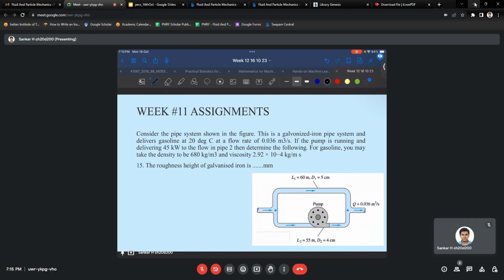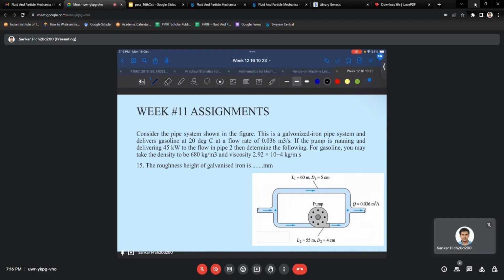Okay, let's move on to the second set of questions. Consider a pipe shown in the figure. This is a galvanized iron pipe system and delivers gasoline at 20 degrees Celsius at a flow rate of 0.036 meter cube per second. There's a pump here on one of the parallel pipes, delivering 45 kilowatts to the flow in pipe 2. For gasoline, you may take the density to be 680 kilogram per meter cube and viscosity to be 2.92 into 10 raised to minus 4 kilogram per meter second.